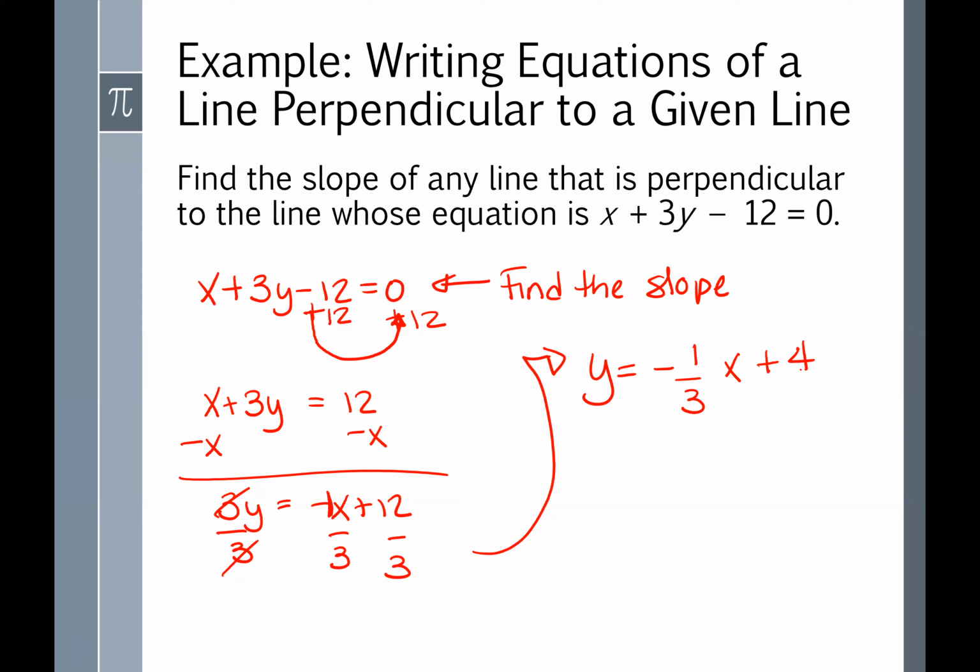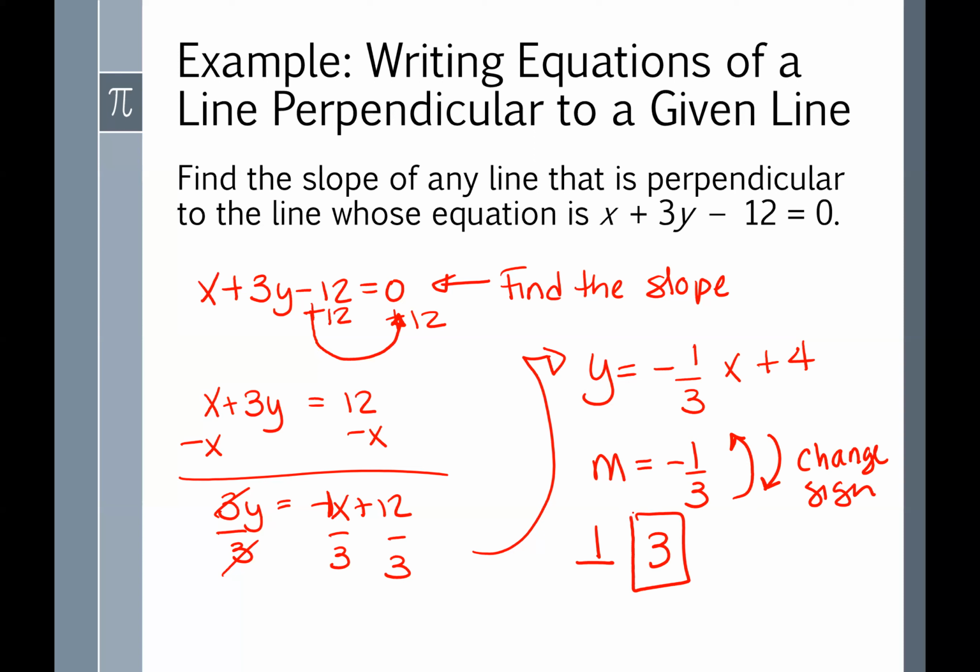So what's the slope of a line perpendicular? My slope is -1/3. So to find the slope of a line perpendicular to this one, I take the reciprocal, so I flip it over, and then I change its sign. Slopes are negative reciprocals of one another. So I flip it over to find the reciprocal, and then I change its sign. So the slope of a line perpendicular to that one that's given is 3.